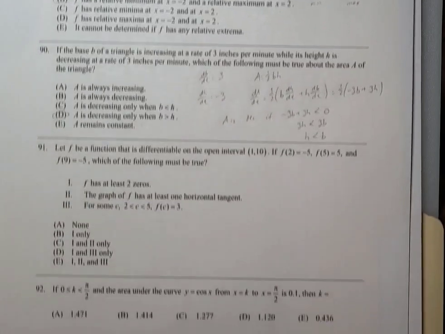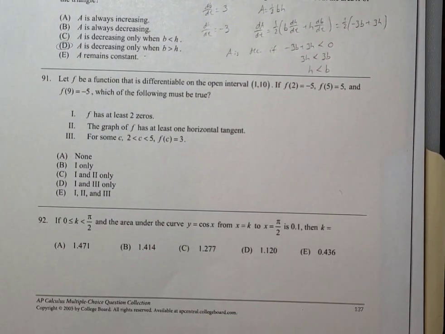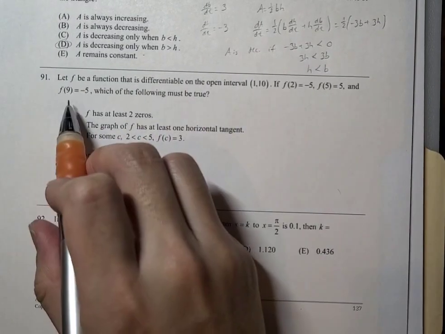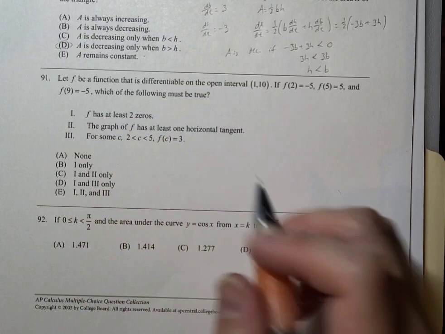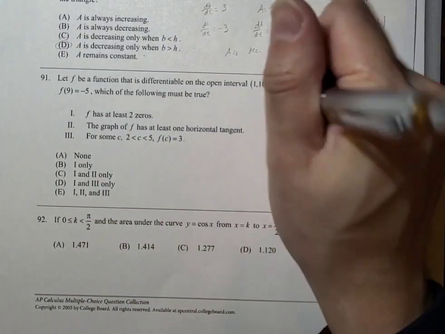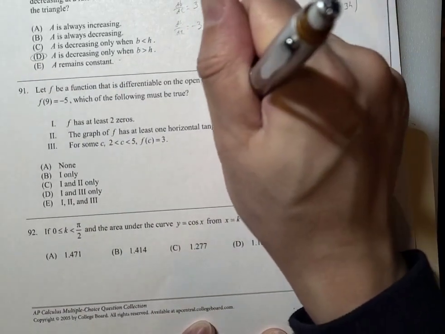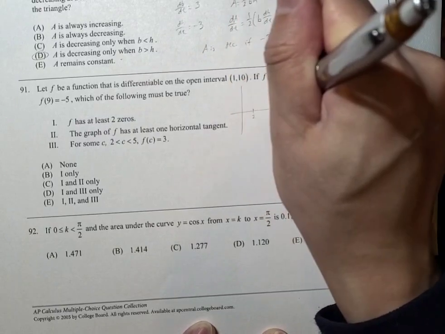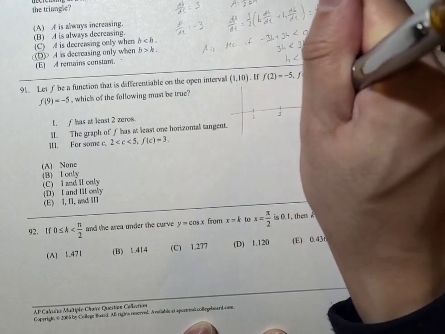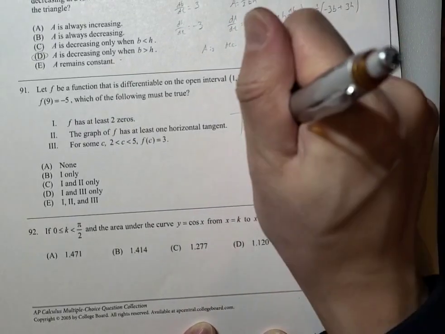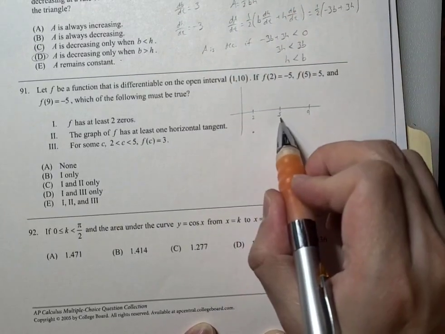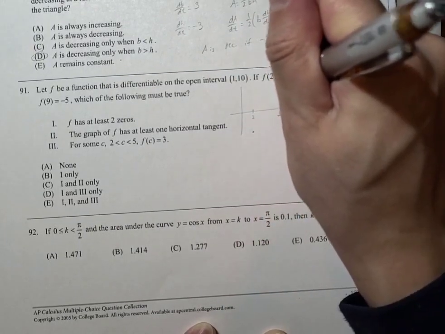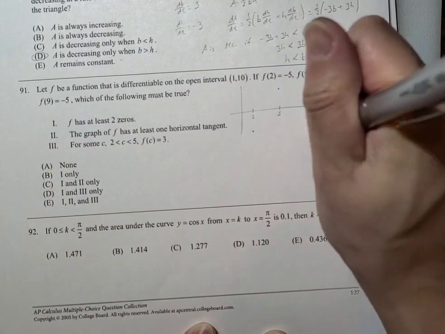Okay, 2 more problems. Let f be a function that is differentiable on the open interval 1 to 10. If f of 2 is -5, f of 5 is 5, and f of 9 is -5, which of the following must be true? So let's try to even imagine or sketch the points and where they are. Okay, f of 2 is -5, it'll be down here. F of 5 is 5, it'll be up here. F of 9 is -5, which is down here.